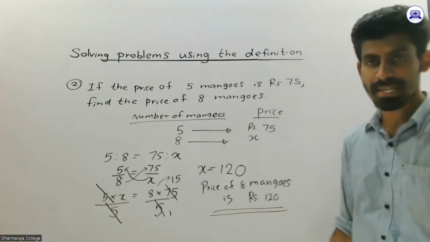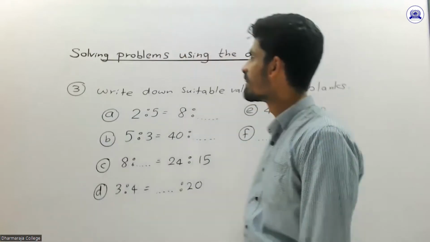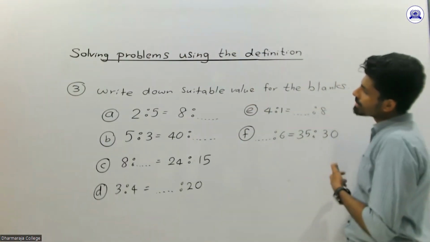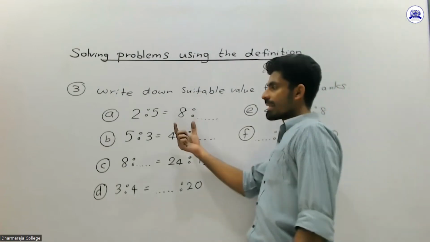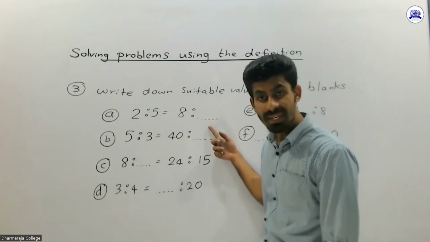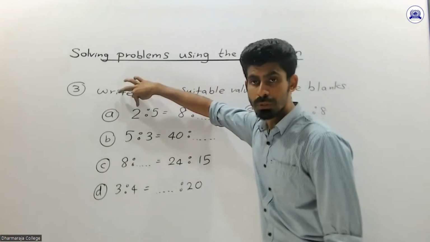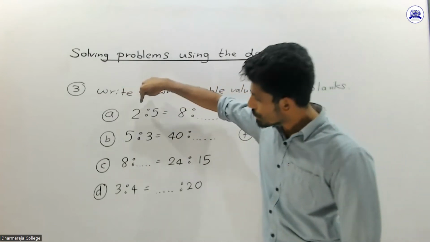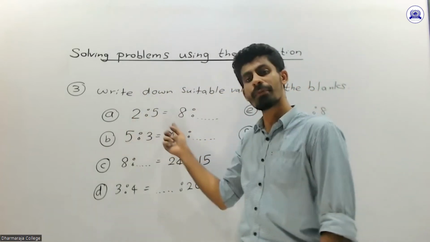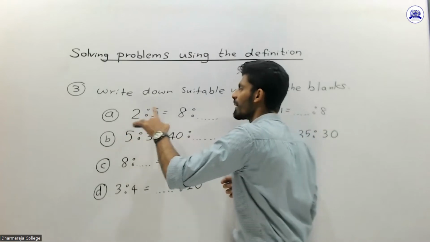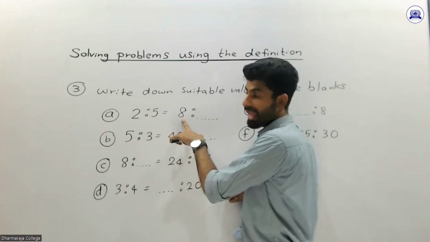Let's move to the third example. Write down the suitable value for the blanks, right? The one and only thing is these two ratios should be equal, my dear student. 2 to 5, so 2 should be equal to 8. 8 means you need to multiply 2 by 4. 2 into 4, 8.